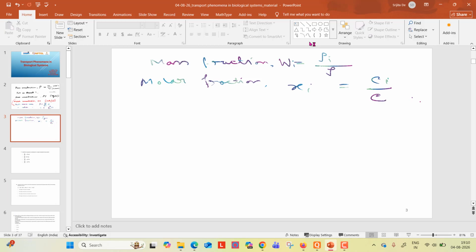So this is the basic terminology you can remember. Somewhere you will see that Wi is written as Ni. So don't confuse it. You just remember the definition. What is the definition?